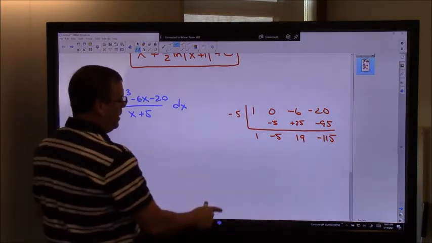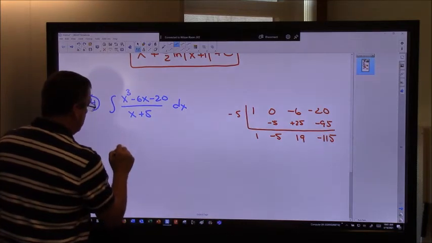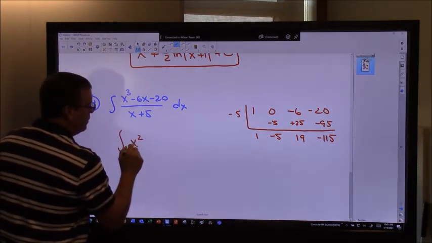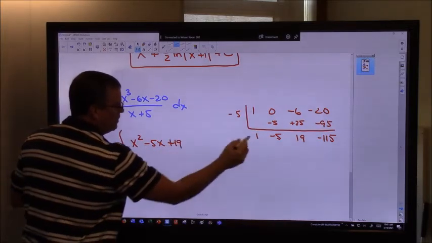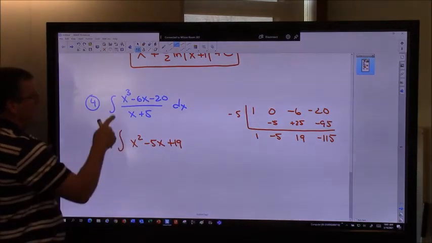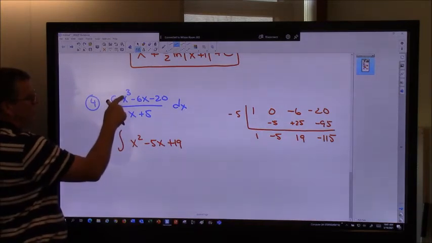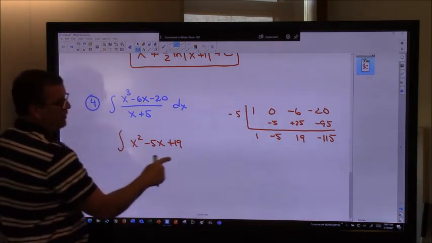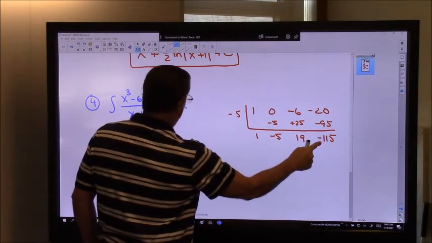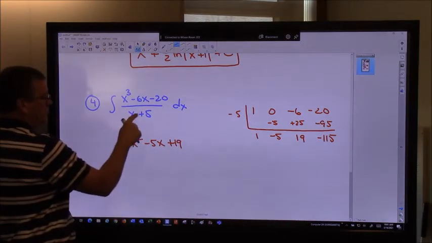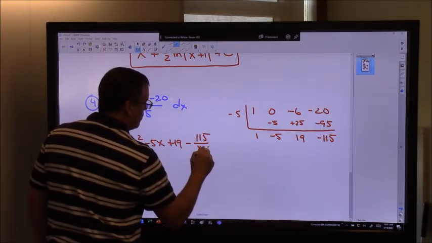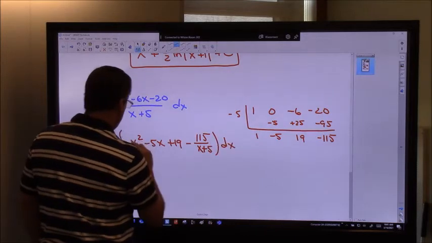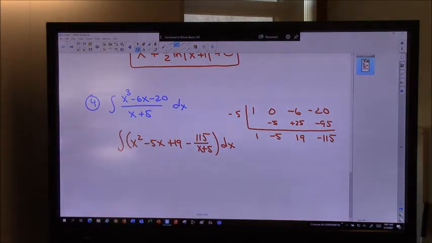So that means that my answer to this is going to be x squared minus 5x plus 19, right? These are the coefficients of a polynomial where my degree is 1 less than this, so starting at x squared. And then minus 115 divided by x plus 5. That's the integral I have to solve.